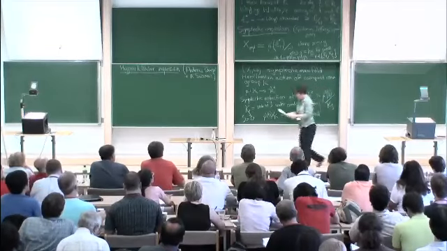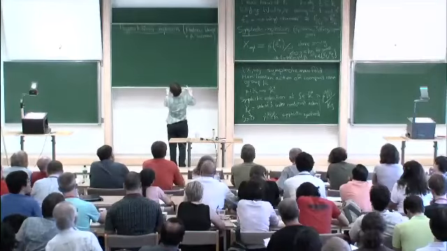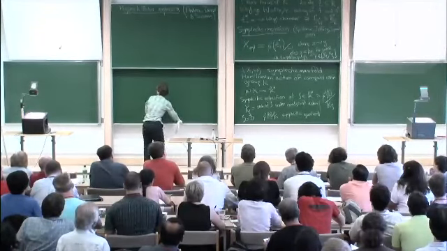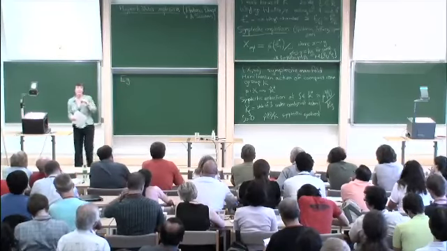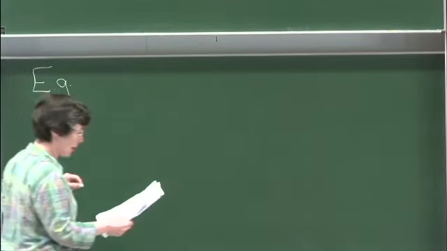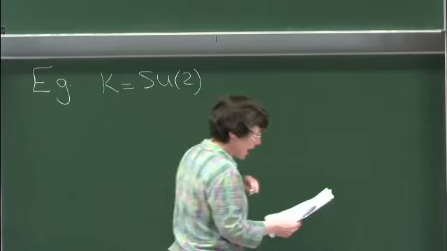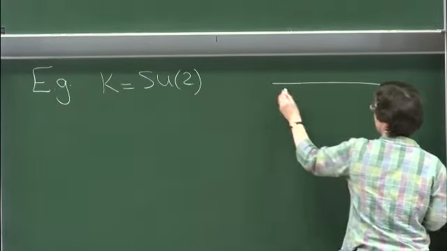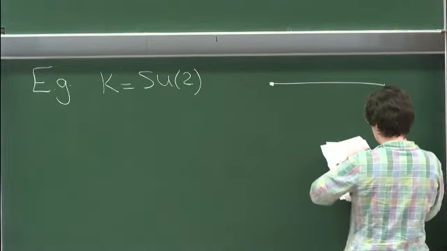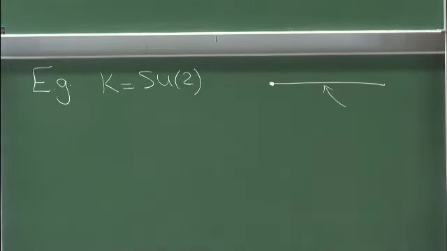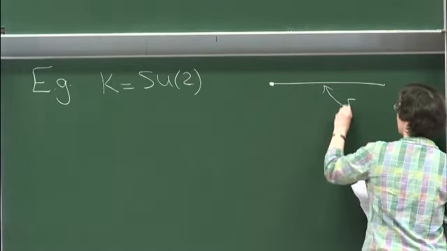So if we look at a couple of examples, maybe I'll leave that up there for the moment. I guess the simplest non-trivial example is when you take K equals SU2, and so then the positive Weyl chamber is just a half line, and so if you're in the interior of the positive Weyl chamber, well, this always happens.